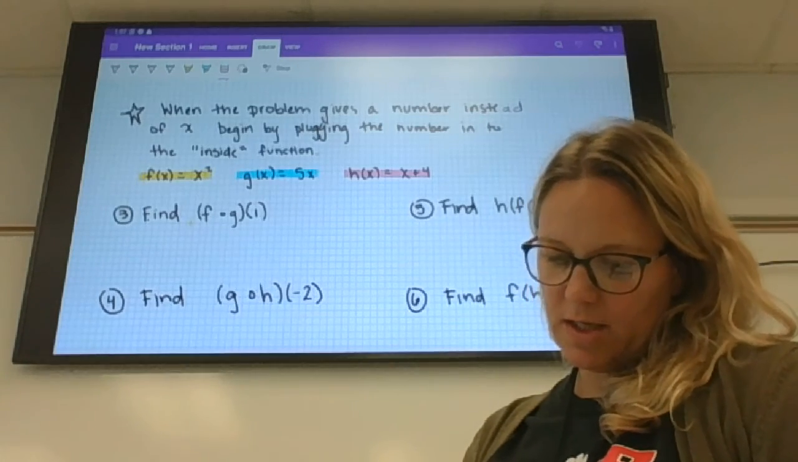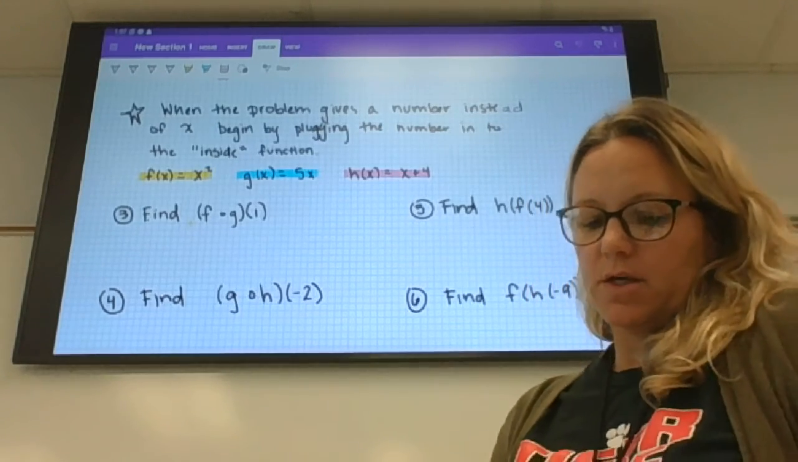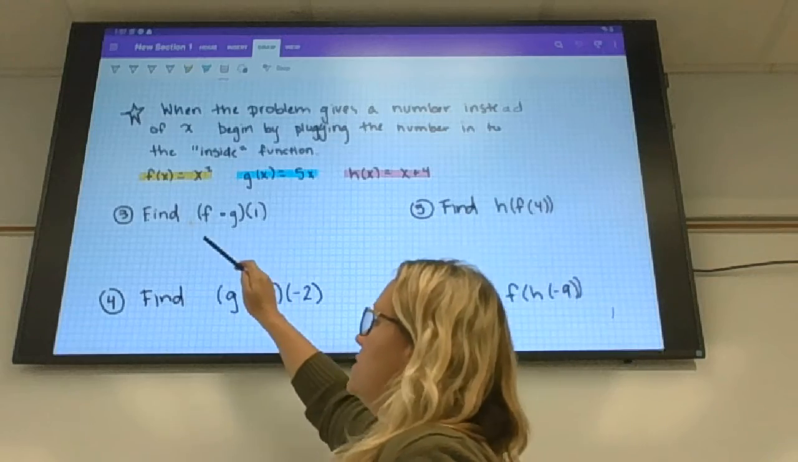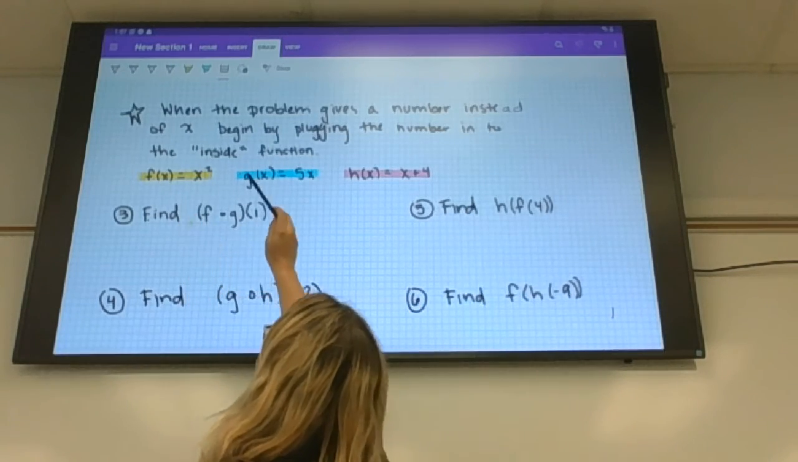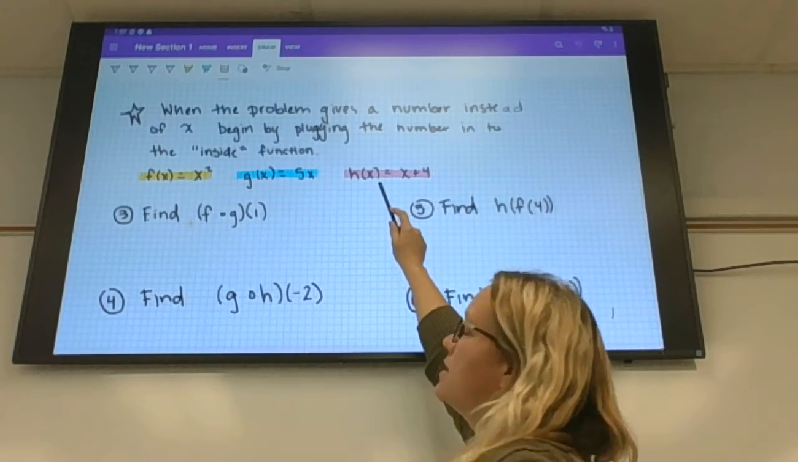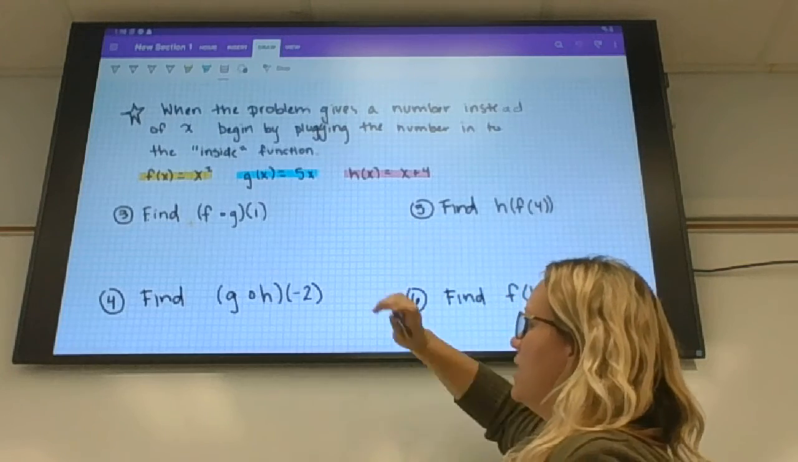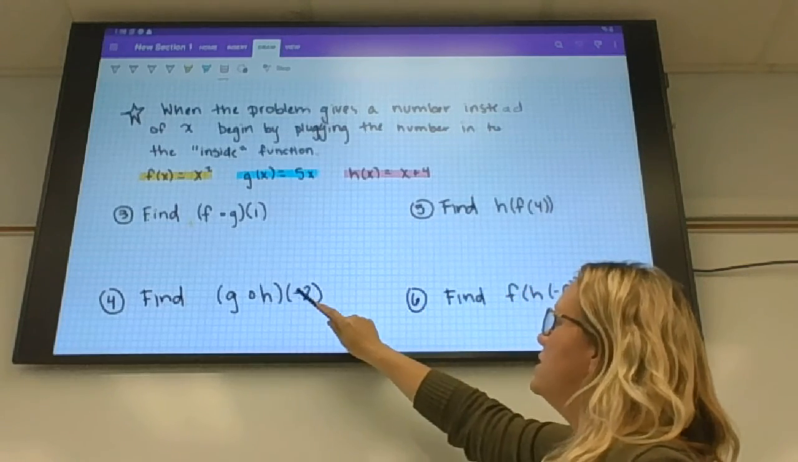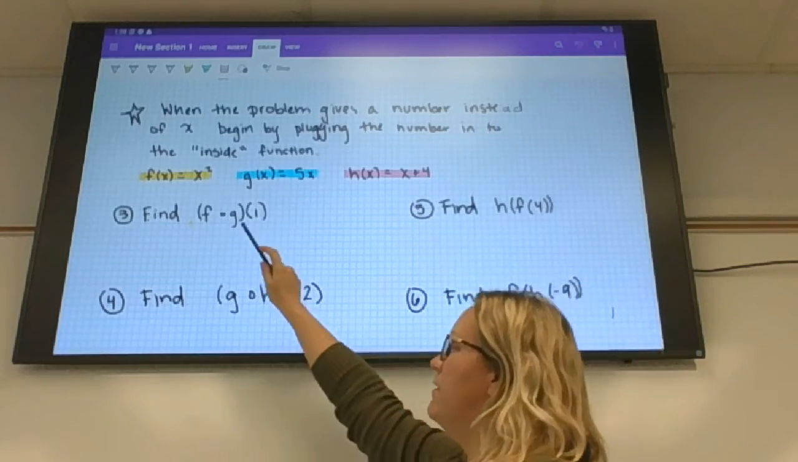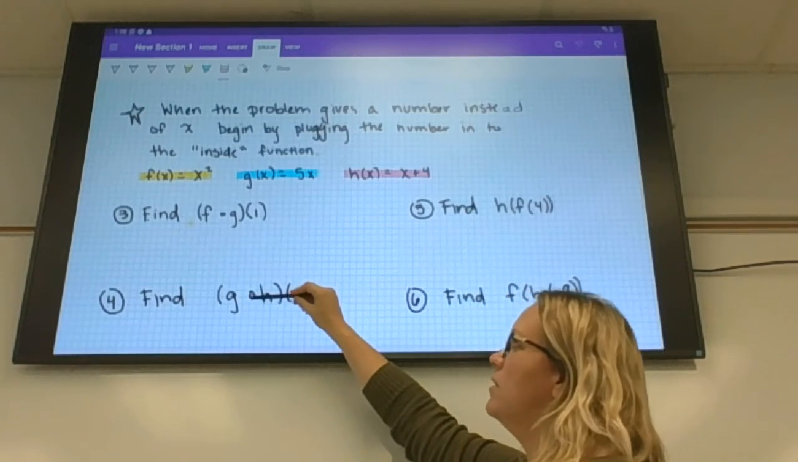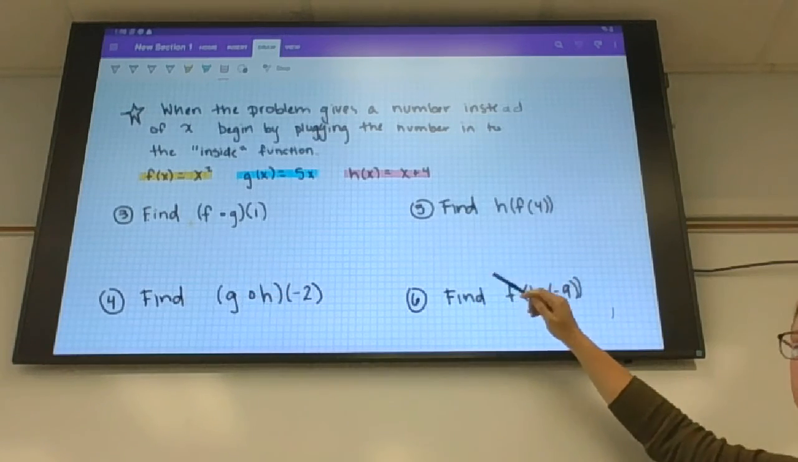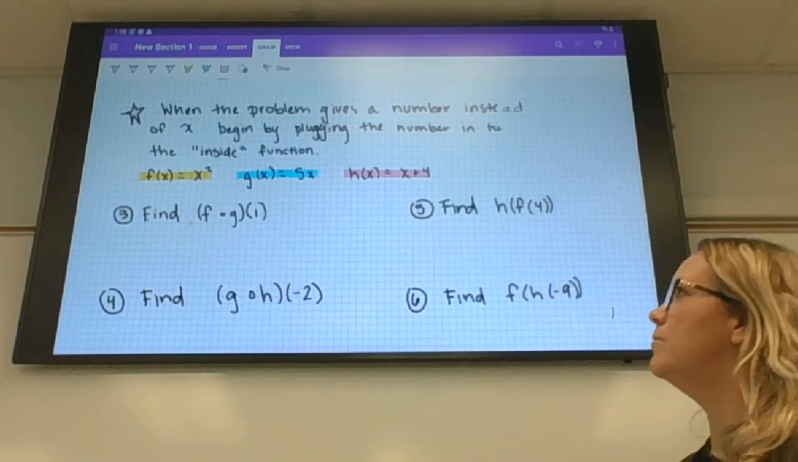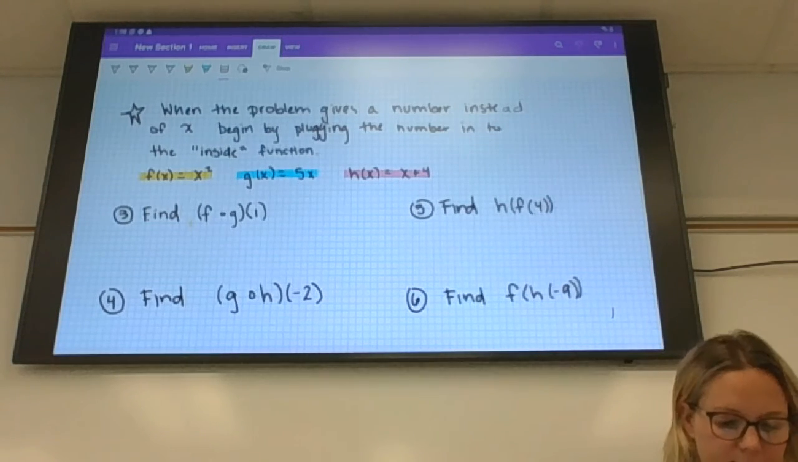So F, G, and H. So we're given three functions. One's called F, one's called G, and one's called H. And I also wrote this two different ways. Maybe you have the open circle, or maybe you have two sets of parentheses. Both presentations are common.